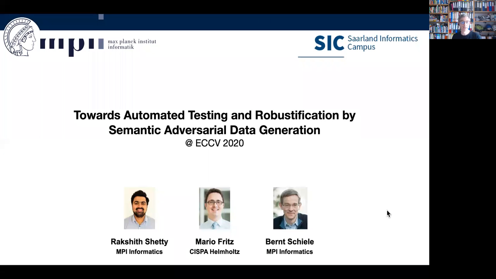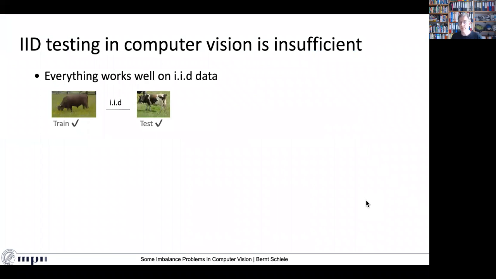Okay, so that brings me to the last paper I wanted to briefly talk about today, which is, as I said, an ECCV 2020 paper about towards automated testing and robustification by semantic adversarial data generation. Okay, so what's the problem? We're looking classically, in computer vision, at training data and test data that are sampled from the same distribution. We call it IID, independently and identically distributed. And often this is perfectly fine. If the training and test data are drawn from this, we're typically quite happy with the results. And then we look at the results and the performances and declare it has that performance.